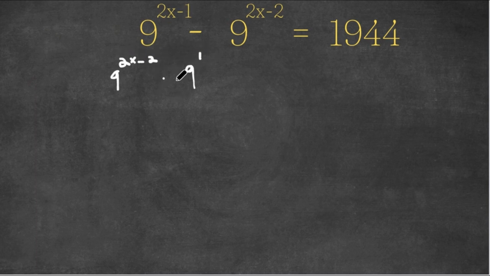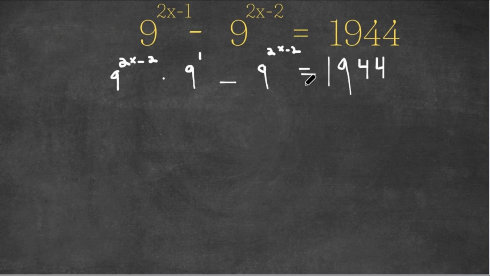So I'm just rewriting it like this, and we are still subtracting 9 to the power of 2x minus 2 from this. And this is still equal to 1944. So now, as you can see, we have two terms with 9 to the power of 2x minus 2 in them. So I'm going to factor 9 to the power of 2x minus 2 out of the left-hand side of this equation.